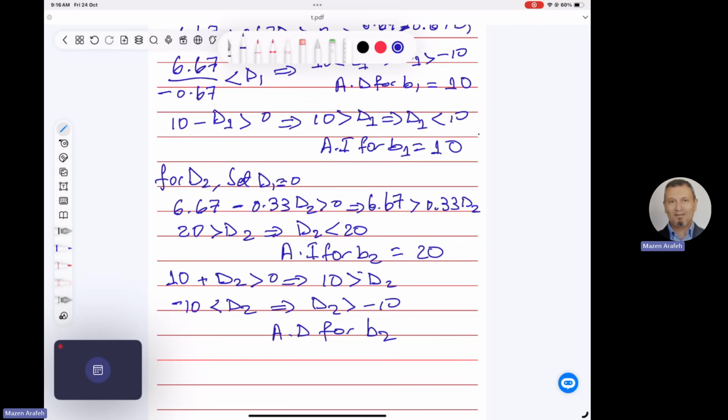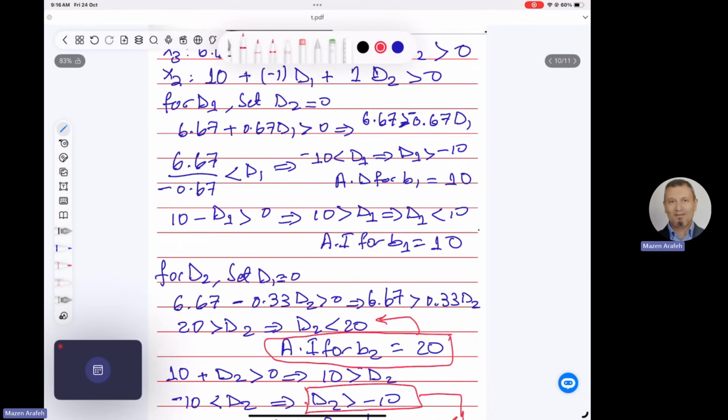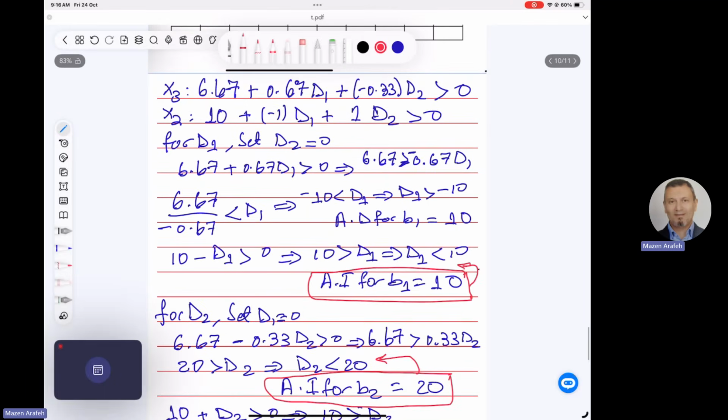b2. So basically now we are done. We found the allowable decrease for b2, which is equal to 10, from this equation here. And we found the allowable increase for b2, 20, again from this equation. And we found the allowable increase for b1 from this equation, and the allowable decrease for b1 from this equation.